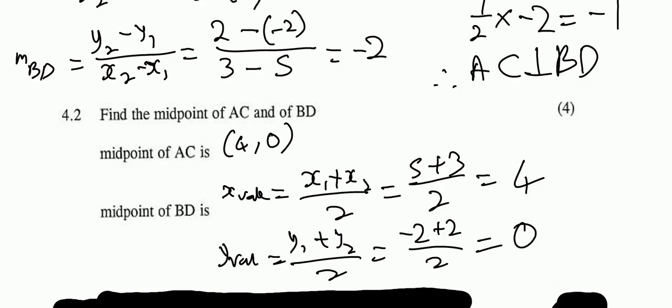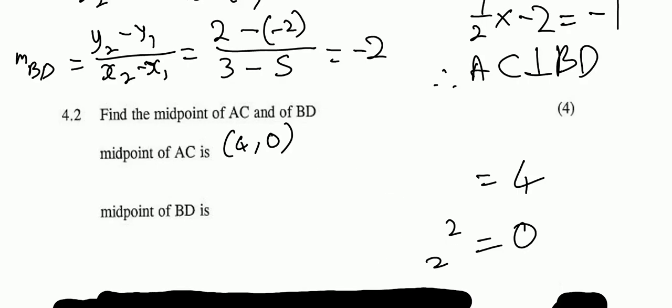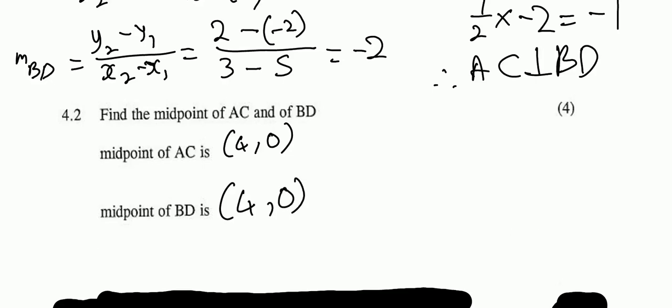Oh! So the midpoint of AC and the midpoint of BD, they are the same. Because why? Our x value of the midpoint of BD is 4. The y value is 0. Same as AC. So we can just write 4 and 0, which is the midpoint. 4 and 0 as well.